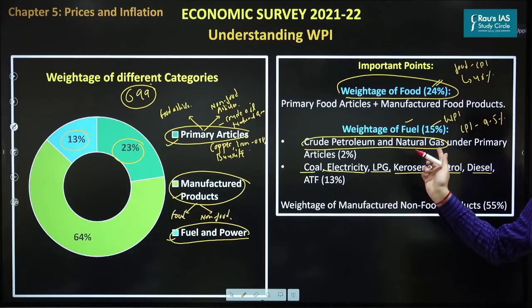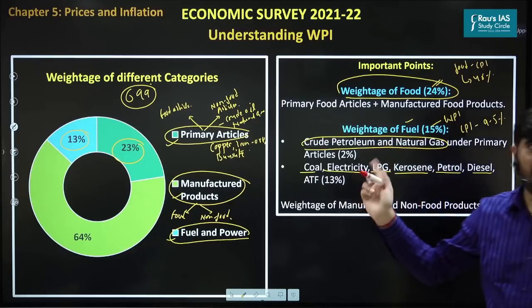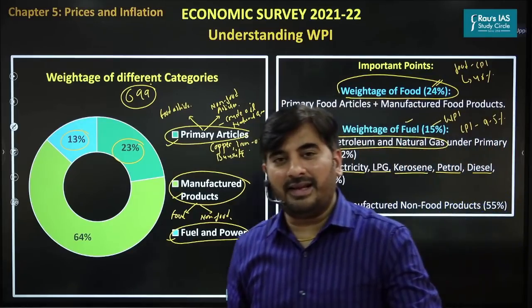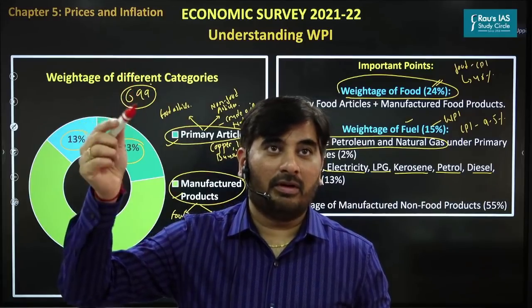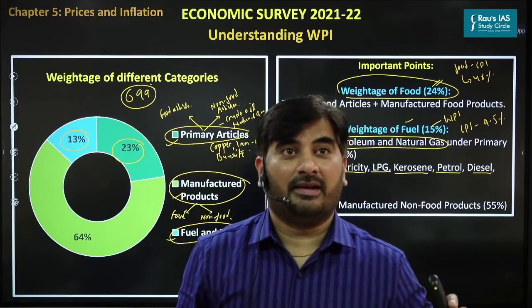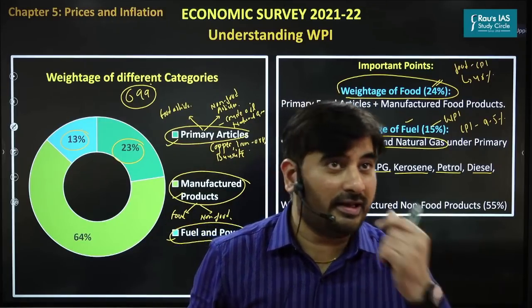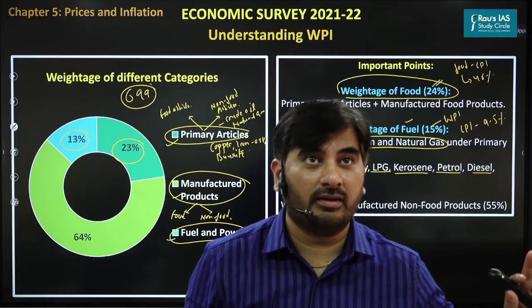So which of these two indices gives higher weightage to fuel? The WPI. So once again, same question. If there is an increase in the prices of fuel, both WPI and CPI will increase, but which of these two will increase more? It is WPI. WPI will increase more because it gives higher weightage to fuel. Are you getting this point?